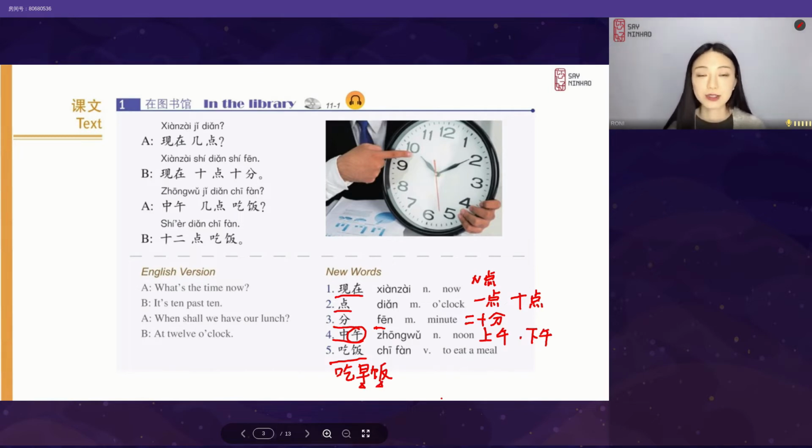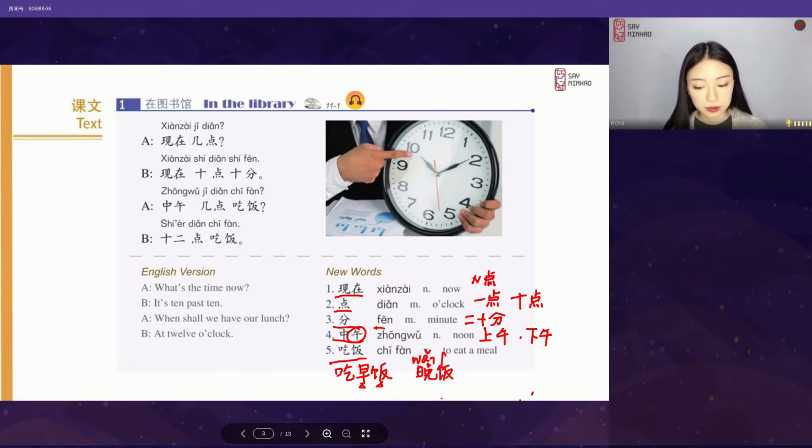So try to guess how to say dinner in Chinese. Because the evening is 晚上, so the dinner must be 晚饭. Yes, 晚饭. This is dinner.